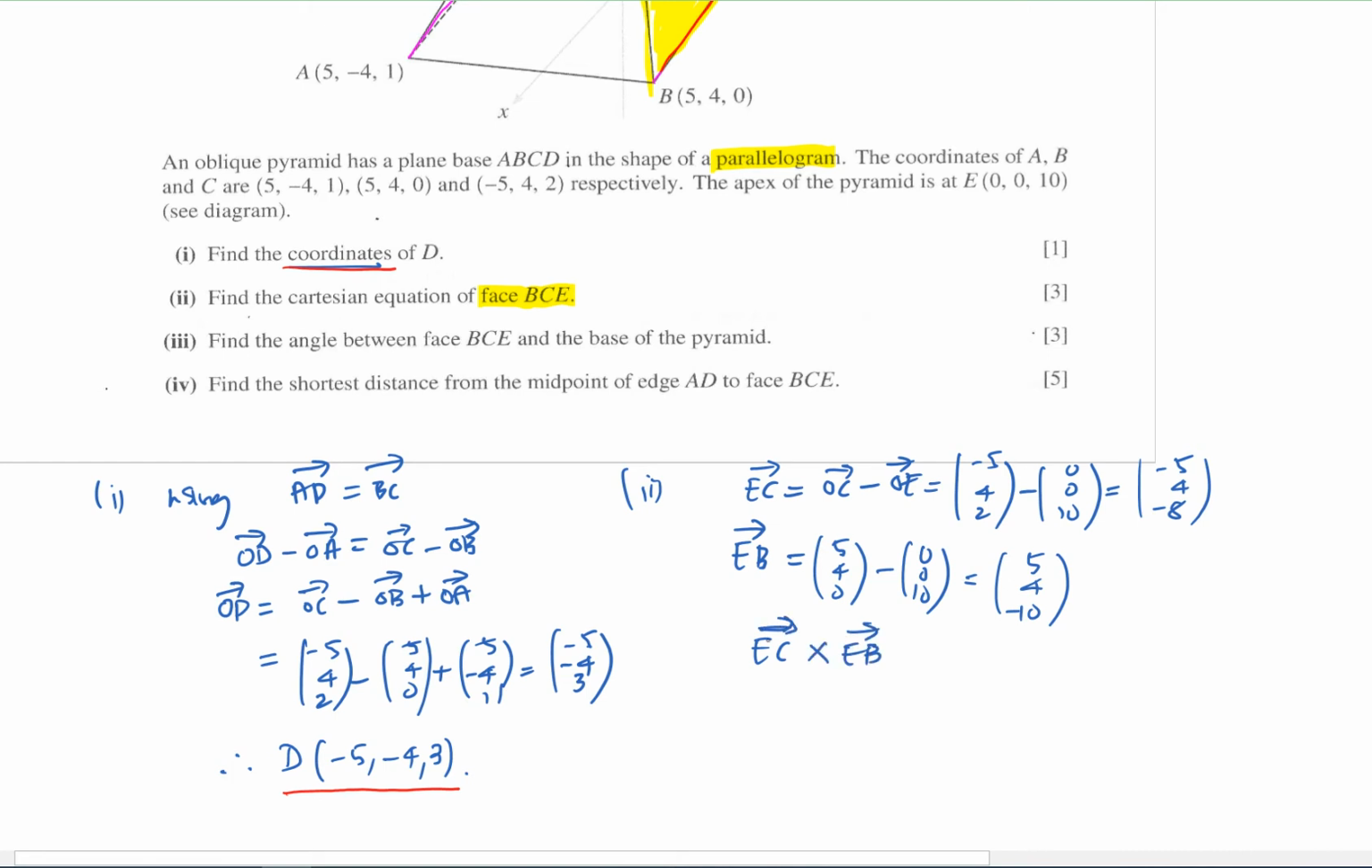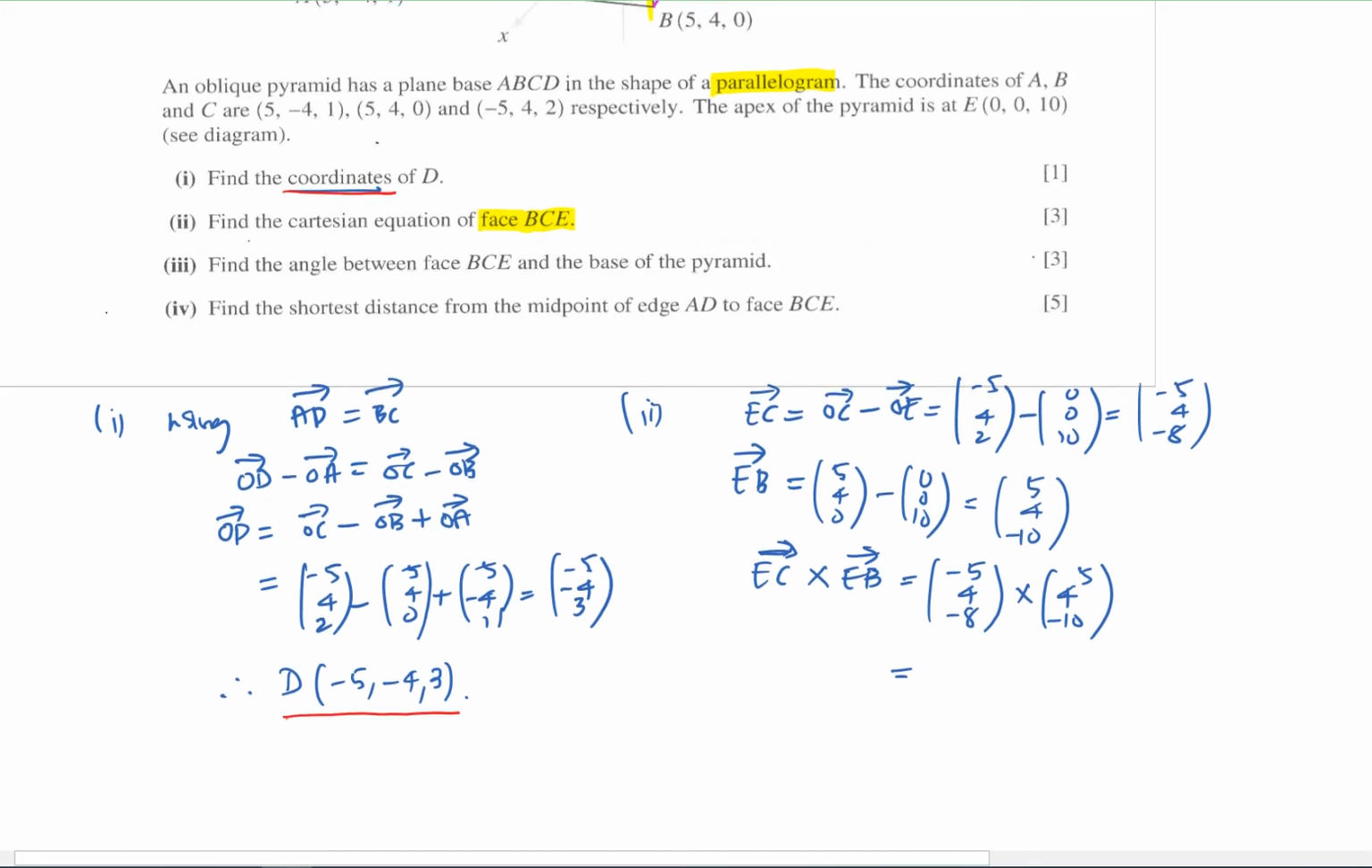Because sometimes, after you do the cross product, you may want to use a simplified vector as a normal. So that's why I don't want to write the normal yet. I just do EC cross EB. If I do that, it is negative 5, 4, negative 8, cross with 5, 4, negative 10. Of course, I use EC cross EB. You can use EB cross EC, it's the same. You will get the opposite answer, with a negative for each term, but it doesn't matter here.